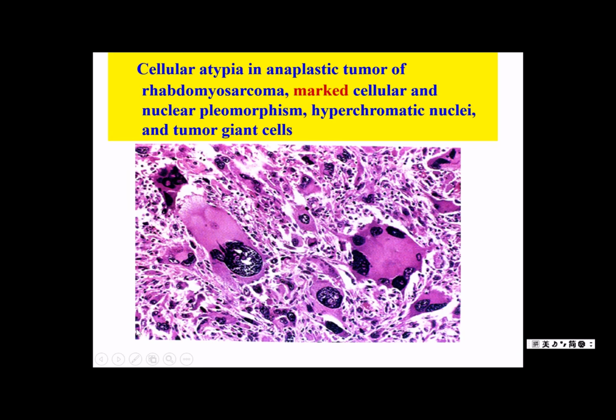Let's see this picture, this slice. This is the rhabdomyosarcoma, a highly malignant tumor. In this slice, we can find a very big nucleus, multiple nuclei, and the chromatin is clumped. The nuclear membrane becomes thickened.